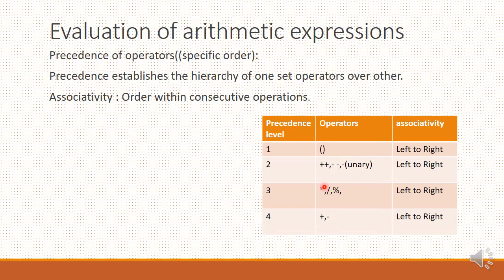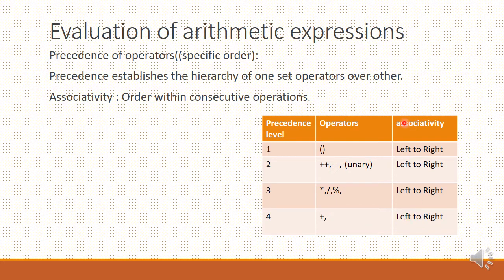Then you may ask another question: if this plus or modulo division comes twice in the expression, how are we going to execute it? For that also there is another rule, called the associativity. If any operator comes twice or thrice in your expression, you execute left to right or right to left. That is called associativity.